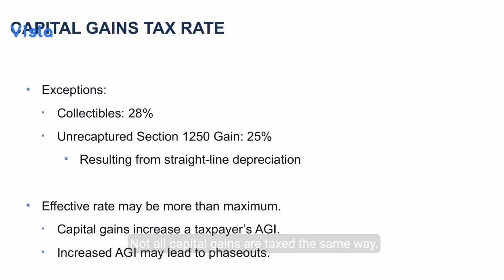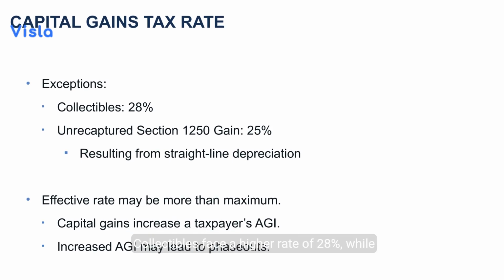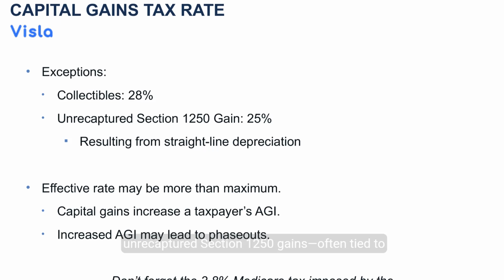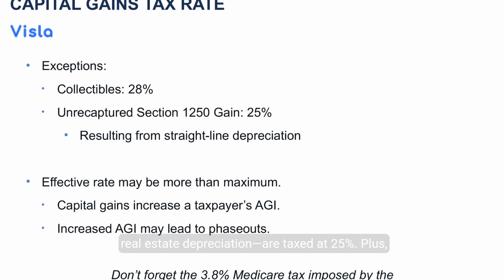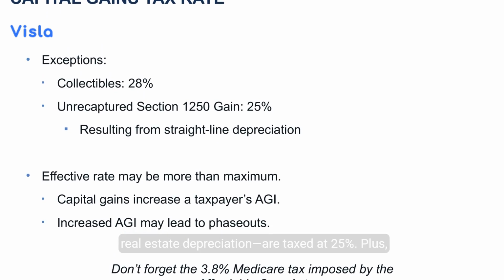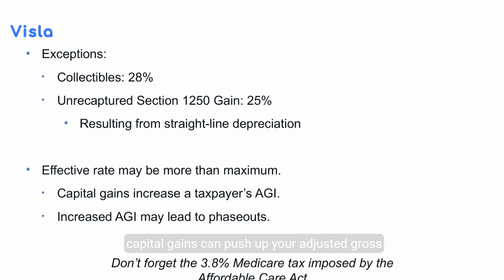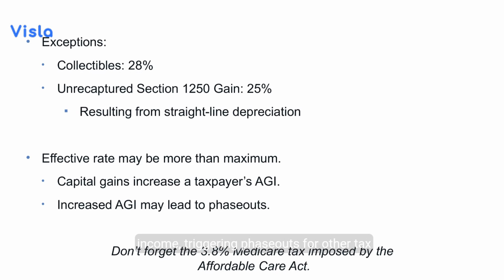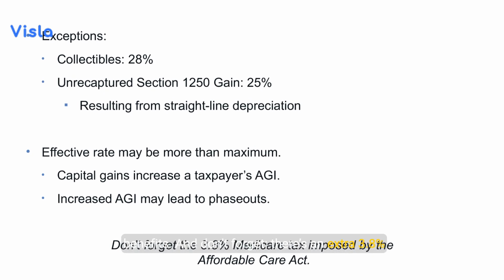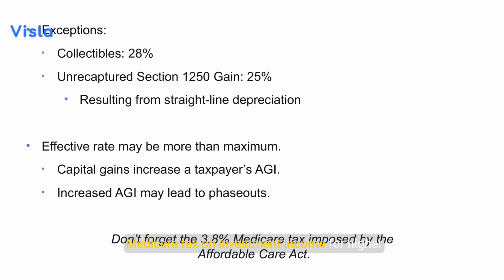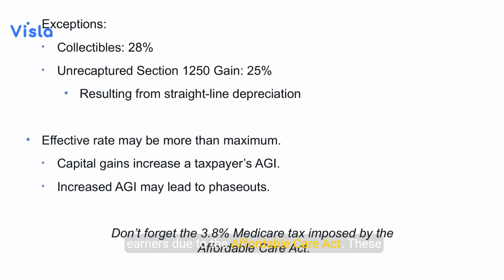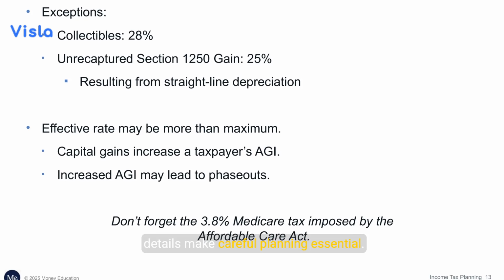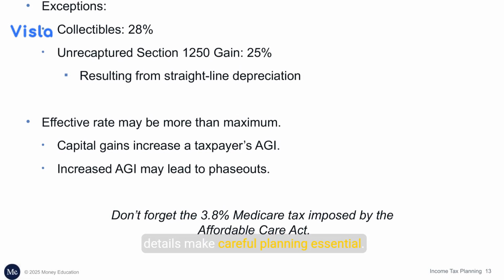Not all capital gains are taxed the same way. Collectibles face a higher rate of 28%, while unrecaptured Section 1250 gains, often tied to real estate depreciation, are taxed at 25%. Plus, capital gains can push up your adjusted gross income, triggering phase-outs for other tax benefits. And don't forget, there's an extra 3.8% Medicare tax on investment income for higher earners due to the Affordable Care Act. These details make careful planning essential.